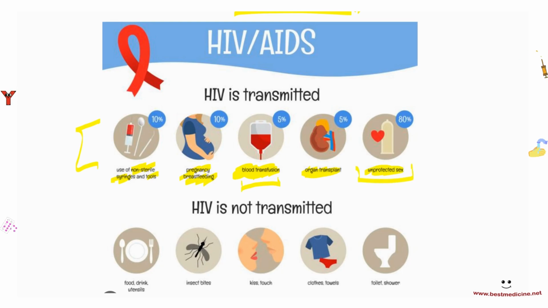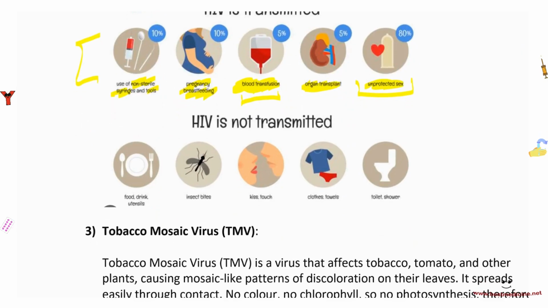HIV is not transmitted by food, drink, utensils. It is not transmitted by insect bites. It is also, very importantly, you might be curious about this, not transmitted by kissing or touching. Kissing does not transmit HIV. It is not transmitted by wearing clothes and towels, and not by toilet or showers.